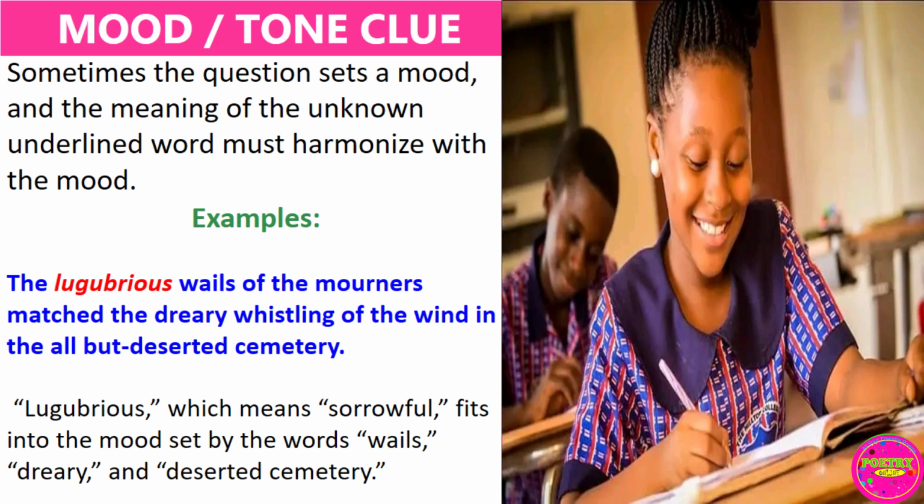A candidate who does not know the meaning of the word lugubrious can use the tone or mood clue to find out the meaning. We find words like wail, mourners, dreary, whistling, all but deserted cemetery. This should tell you what the word is. Lugubrious, which means sorrowful, fits into the mood and tone set by the words wails, dreary, and deserted cemetery.